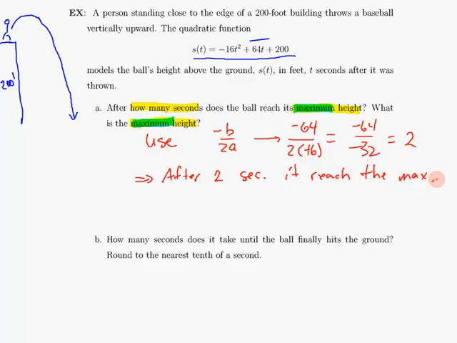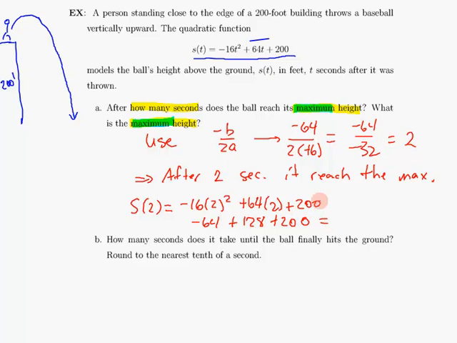Now, how high is that maximum? Well, since we have a function that tells us how high the ball is at any time, we're just going to plug the 2 in for t to figure out how high it is at that point. Negative 16 times 2 squared, plus 64 times 2 plus 200. So negative 16 times 4 is negative 64. Plus 64 times 2, that's 128, plus 200. That gives me negative 64 plus 128 is 64, plus 200 is 264.